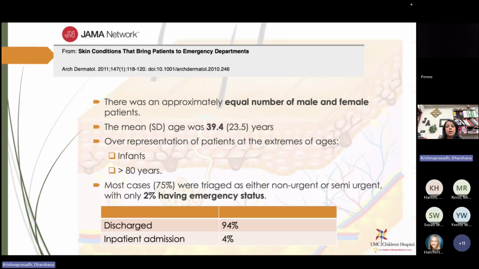Usually male and female are equally represented in this condition. The mean age was about 40 years of age. There was an overrepresentation at extremes of age, so in the infant or the geriatric population, they came commonly for their skin conditions, and 75% were triaged as non-urgent or semi-urgent, only two of them having emergency status. Most of these patients got discharged, 94%, and only 4% required inpatient admission.